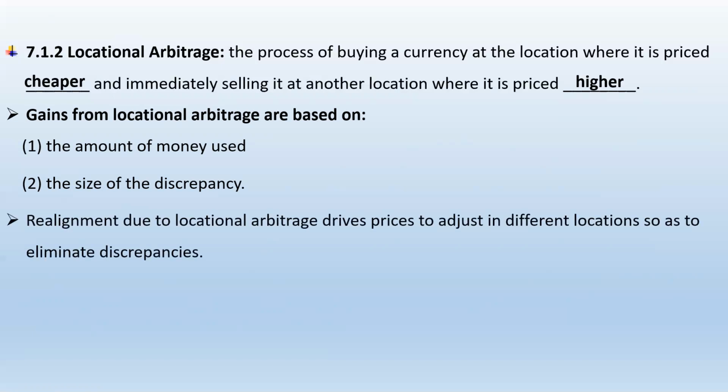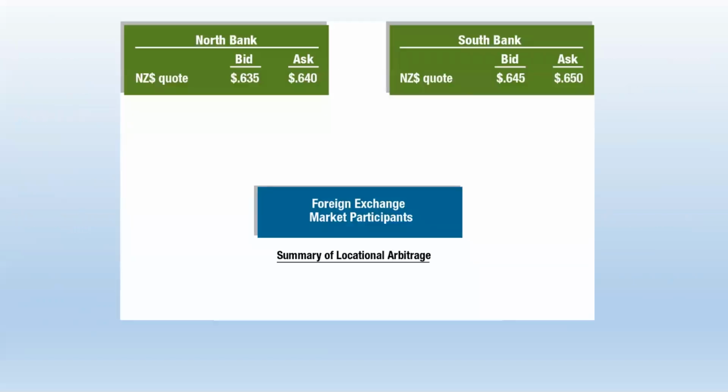And finally, realignment due to locational arbitrage drives the price to adjust in different locations so as to eliminate the discrepancies. So finally, the prices should be close to each other, sometimes even the same.